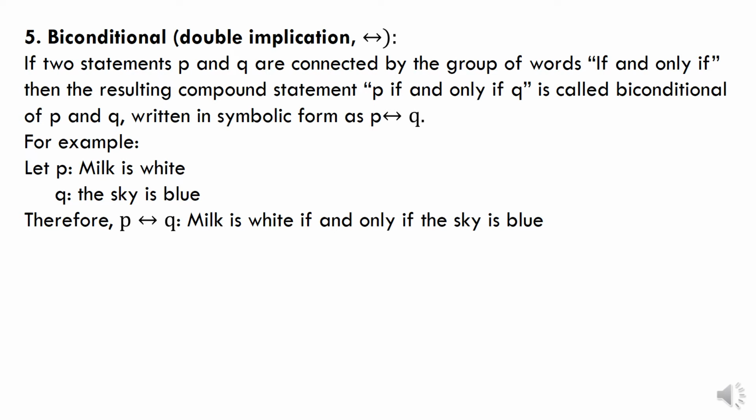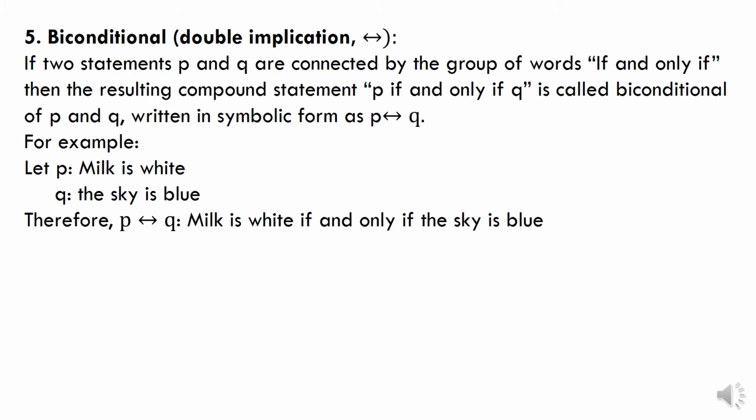Next, biconditional. If two statements P and Q are connected by the group of words if and only if, then the resulting compound statement is read as P if and only if Q, and this is called a biconditional. Note down the symbolic form of P if and only if Q.